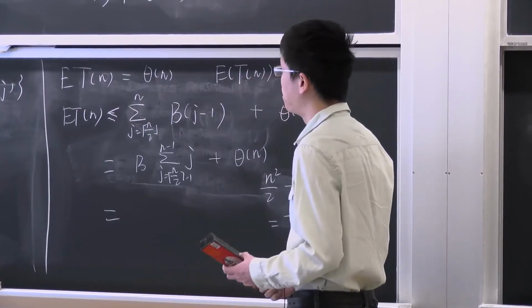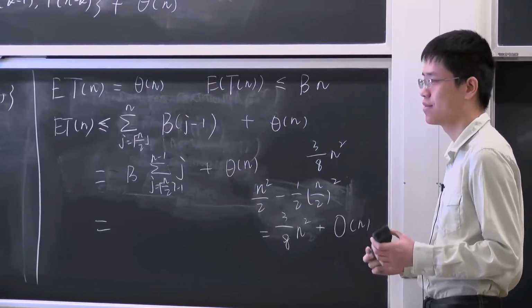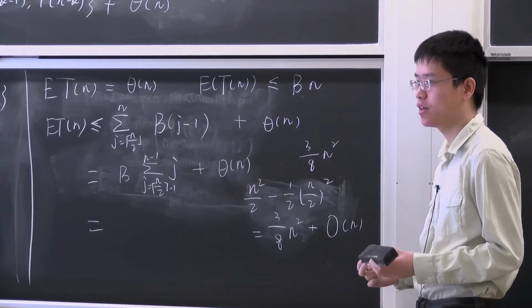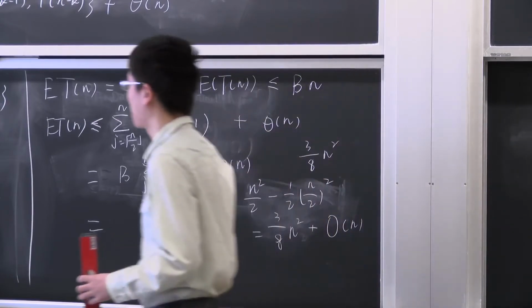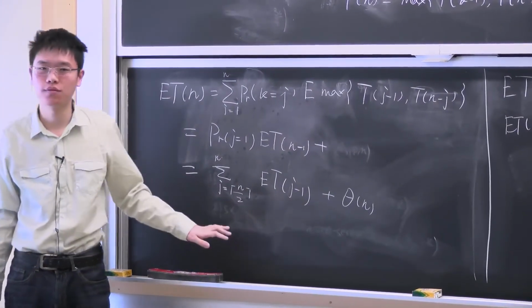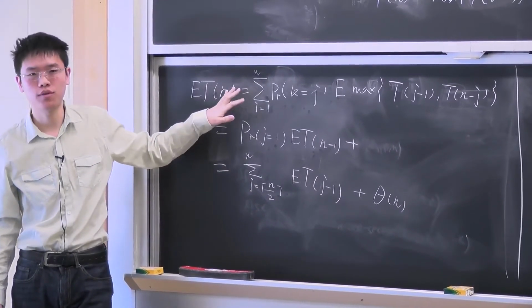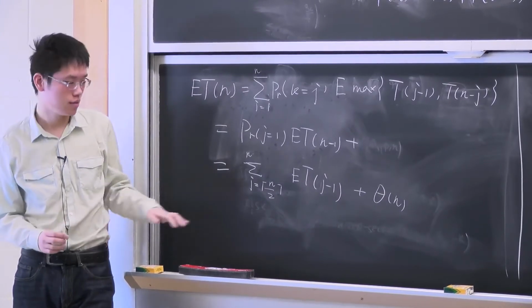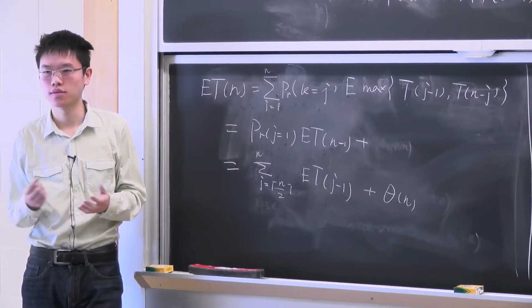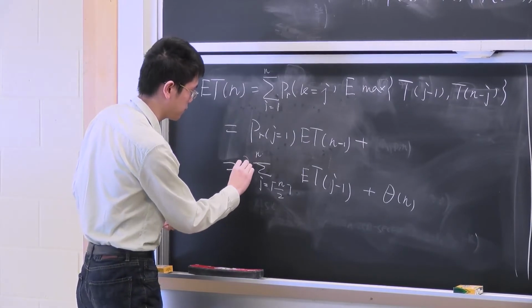Okay. Sorry, there is a mistake. I just realized. Can anyone point that out? So how many terms do I have in total? I have n terms, right? So each term should appear twice. Correct? Yeah, so I should have a 2 here.